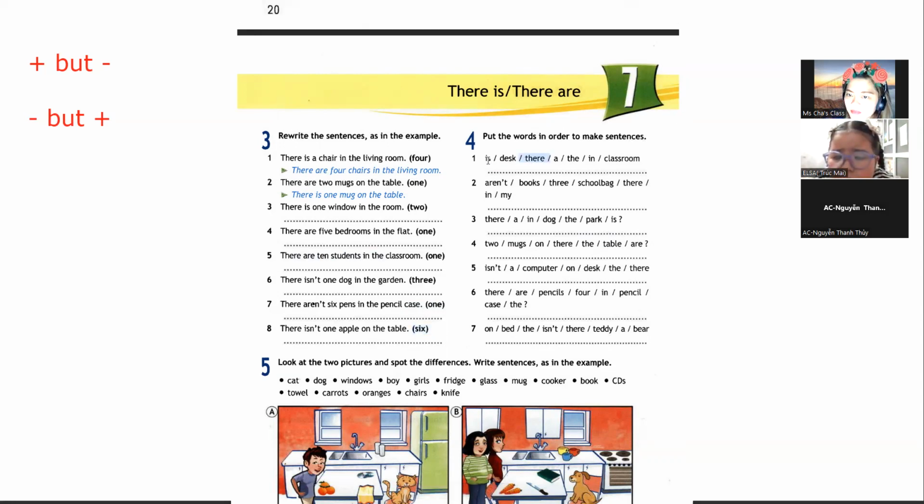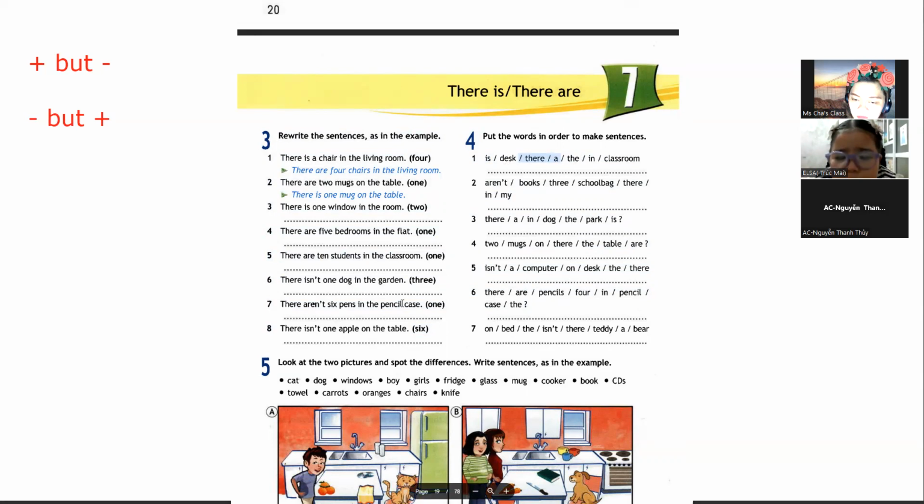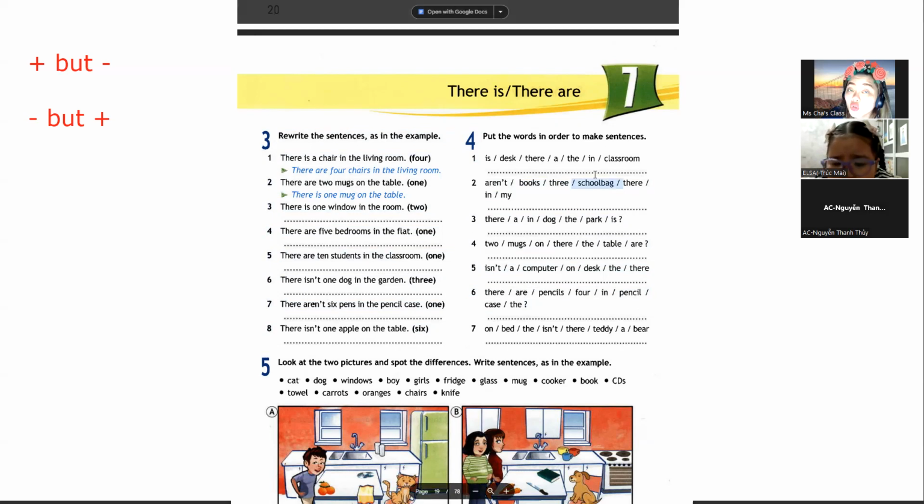There is a desk in the classroom. How about number 2? There aren't 3 books in my school bag. School bag, or commonly known as balo or backpack in other English contexts.